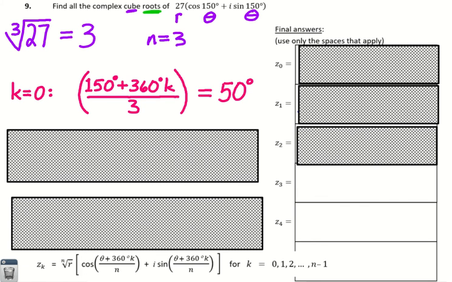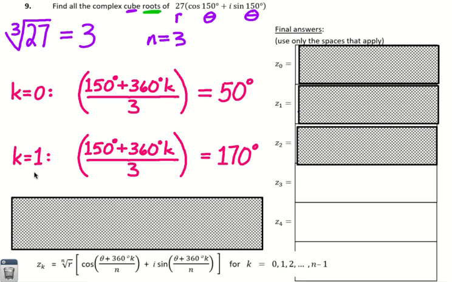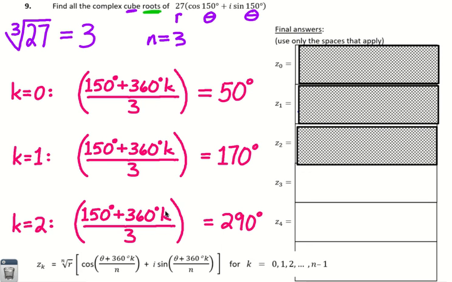And then letting k equals 0, this part of it, where you do theta plus 360 times k all over n, if you let k equals 0, then all this is going to equal 50. When you let k equals 1, this final angle part is going to be 170. And if you were going to let k equal 2, 150 plus 360 times 2 all over 3 would equal 290. Okay?